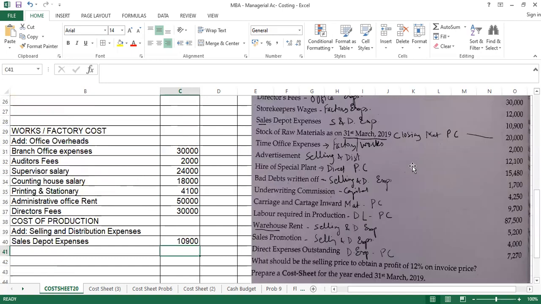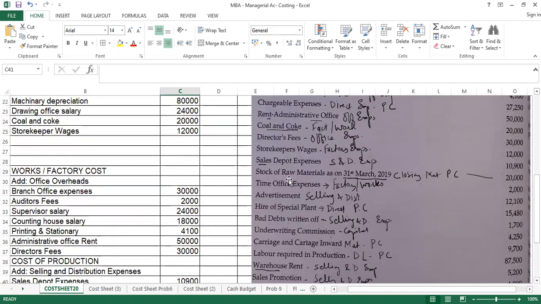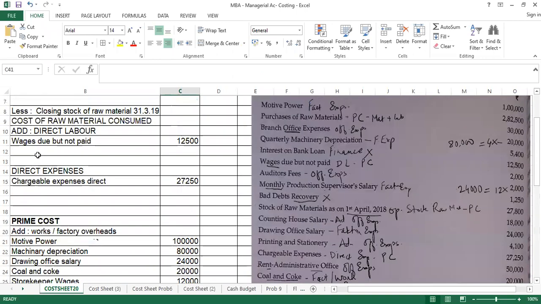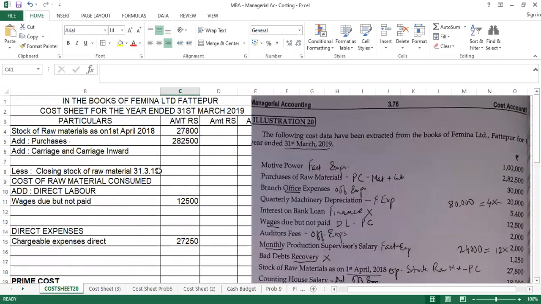Next, after sales depot, what do we have? Closing stock of raw material. Stock of raw material on 31st March 2020, that's closing stock. Closing stock of 20,000 will be deducted. So here we will minus, less closing stock, 20,000.